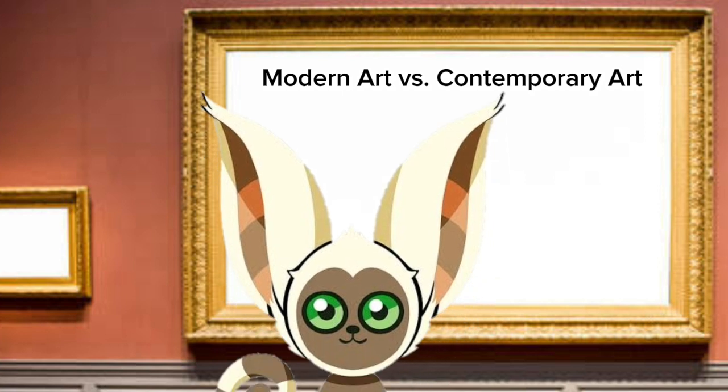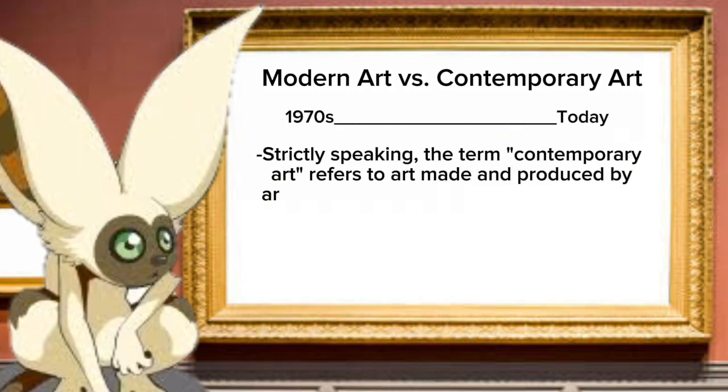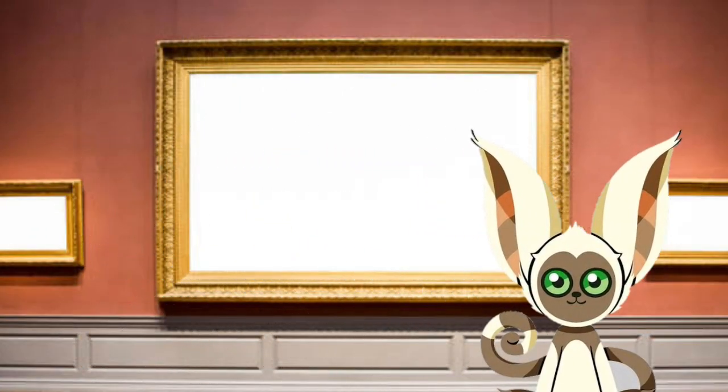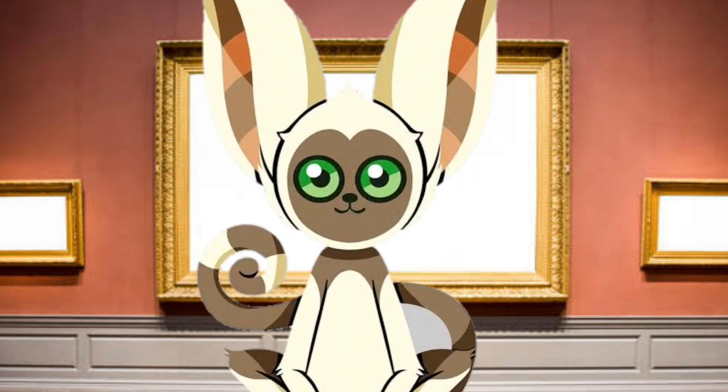Next, let's talk about contemporary art. Now, contemporary art has a timeline of the 1970s until today. Strictly speaking, the term contemporary art refers to art made and produced by artists living today. Today's artists work and respond to a global environment that is culturally diverse, technologically advancing, and multifaceted. Now you know the difference between contemporary art and modern art.